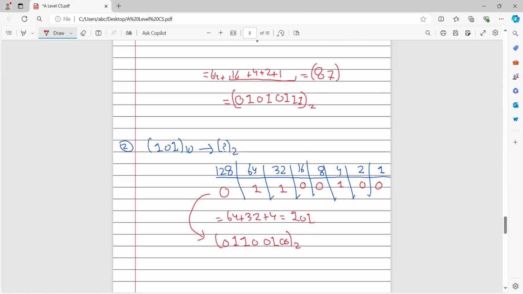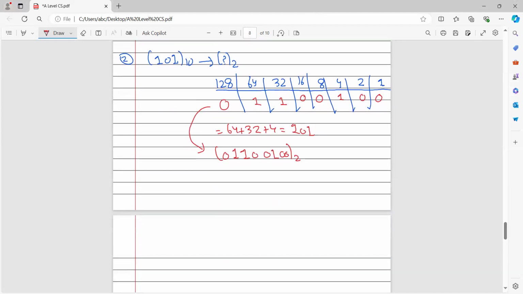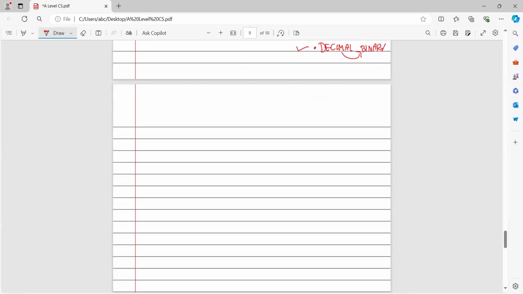So right now we have completed two of the conversions. I have already taught you how you can convert a binary number into a decimal, and similarly how you can convert a decimal number into a binary. That means that we are converting from base 2 to base 10, and similarly from base 10 to base 2. We have completed both of these. Now, moving on to the third area, that is your conversion from hexadecimals to binary.